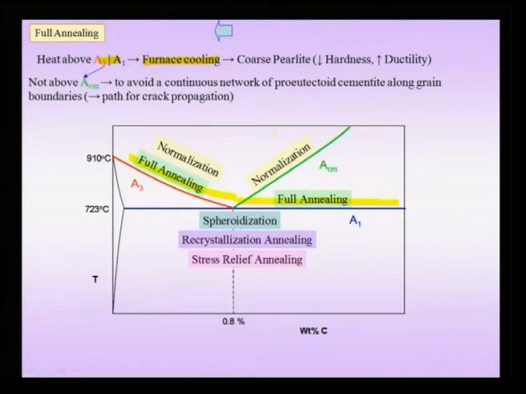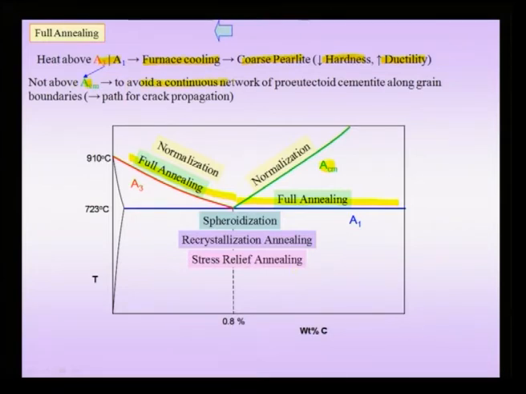And the final product, as we have seen, is coarse pearlite, which has not so high hardness, harder than of course pure iron, but not so high hardness as compared to what we can get by, say, quenching the steel, but we have increased ductility. We do not carry out this treatment above the ACM. For instance, full annealing is not carried above ACM.